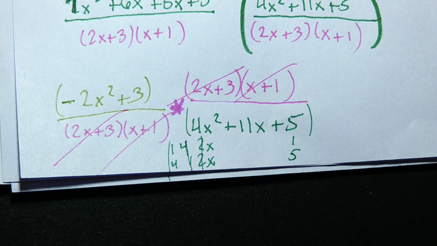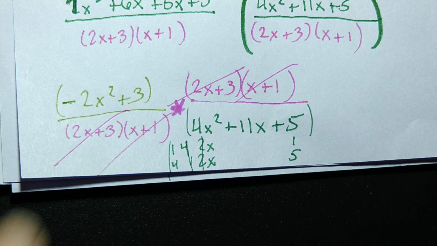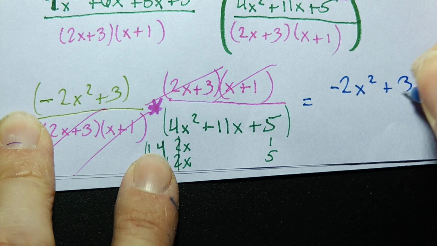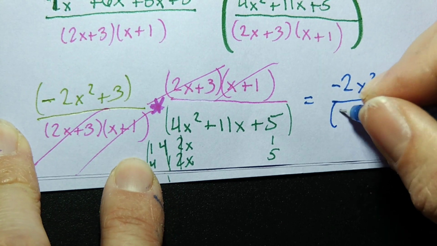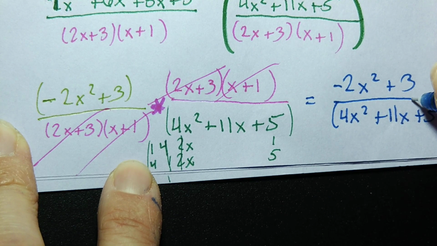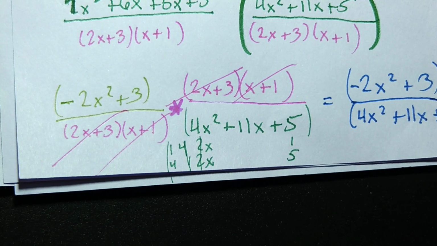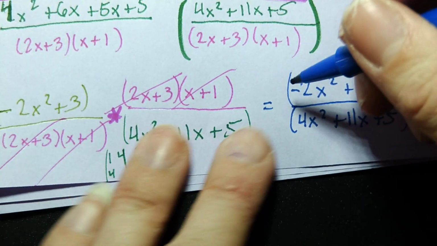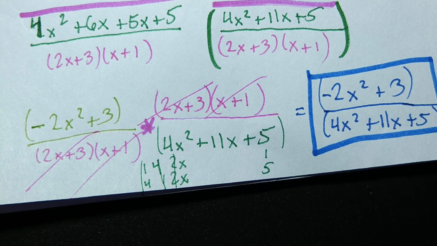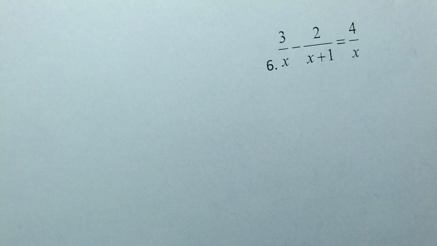So you should always try to factor it in case it does lead to more simplifying, but when it doesn't, you just trap it in parentheses, and that's your final answer. So negative 2x squared plus 3 all over 4x squared plus 11x plus 5. How the final answer looks really depends on what you started with, what your LCD is. Sometimes you'll be able to simplify more, and sometimes you won't. So folks, I think that's where we will stop before we go to lunch.